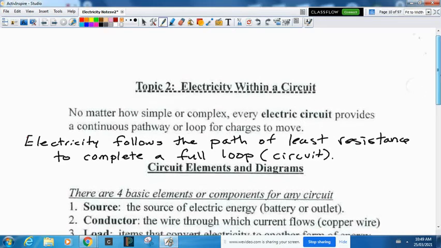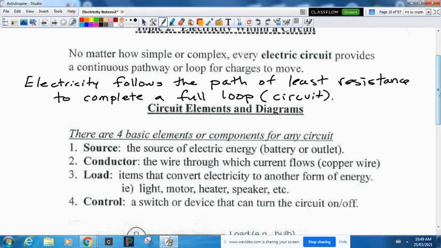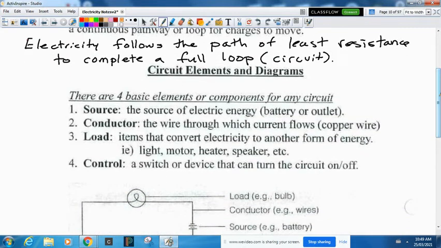And there are 4 basic elements, or components, for any circuit. There is the source of electricity, and that is the source. It could be a battery or an outlet. It could be a generator, I suppose. The conductor is the wire through which the current flows. It's usually copper wire. In the past, they actually used to have aluminum wires, but the aluminum would get brittle over time, so copper is better that way.